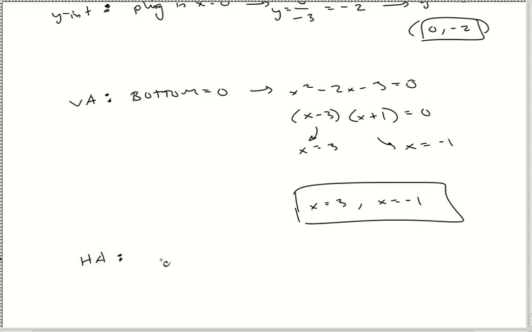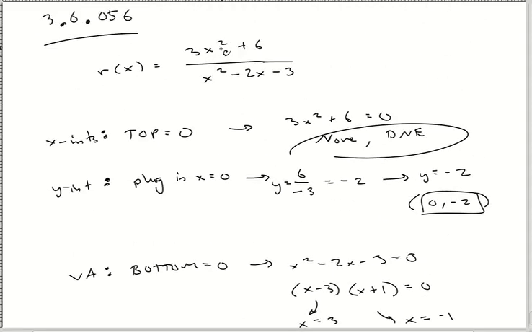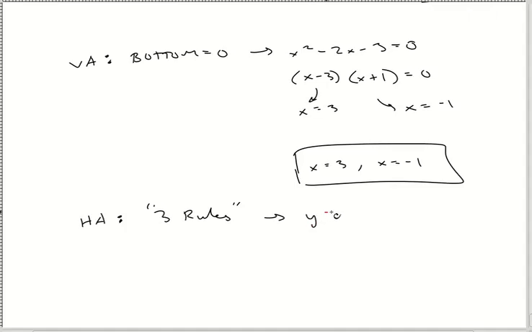Horizontal asymptote. That's my 3 rules. So if you go back and look, we got a 2 and a 2. They're the same, so I'm going to want the front fraction. So that's going to be y equals 3 over 1, y equals 3. That's your horizontal asymptote. Okay?